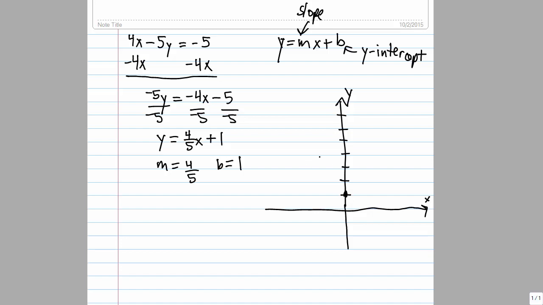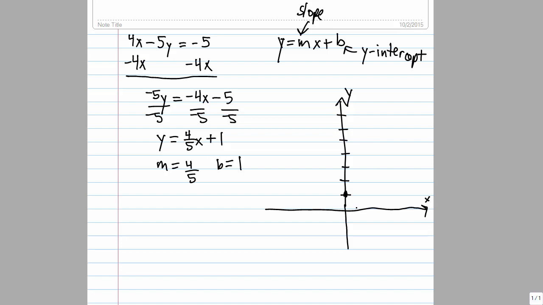And we just need one more point because this is a linear equation, and you only need 2 points to graph a linear equation. So from here, our slope is 4/5. Remember, slope is rise over run. So the top number tells us how many spaces to go up or down, depending on if it's positive or negative, and the bottom number tells us to go left or right. So we're going to go up 4 because it's a positive 4. So 1, 2, 3, 4. And then to the right 5 because it's a positive 5.